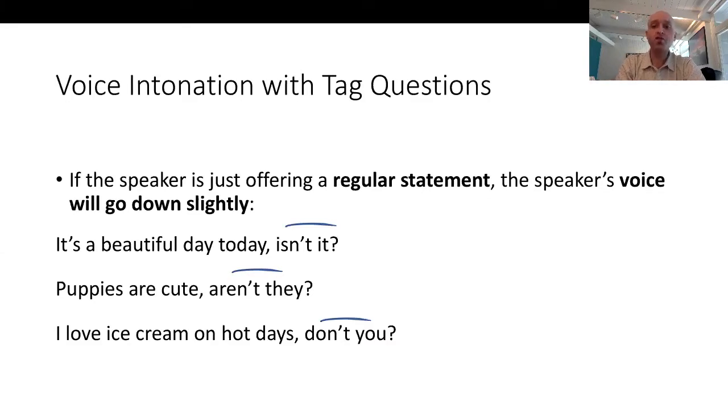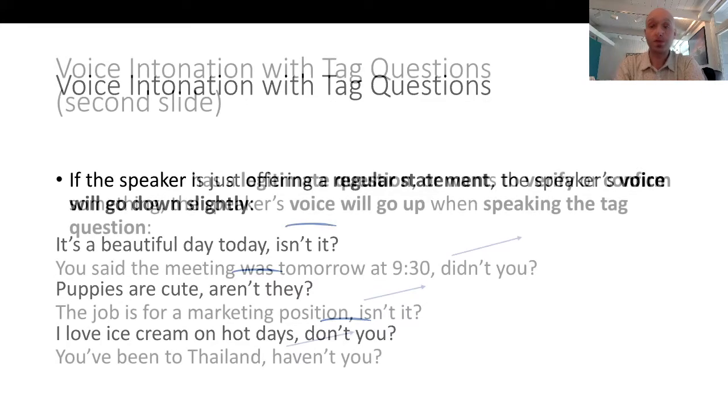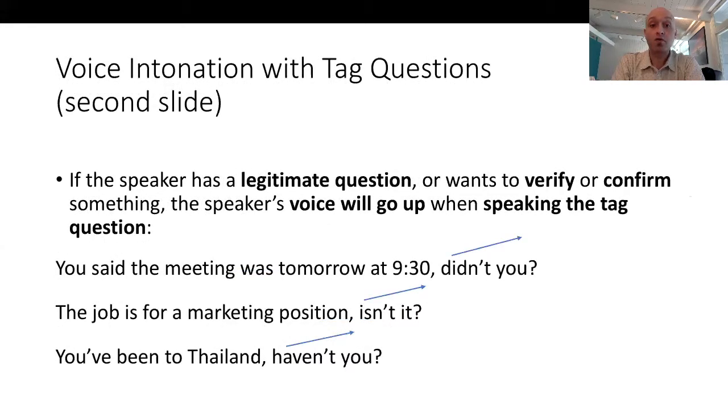These are just kind of normal statements, and you can see that my voice was soft and gentle when I was reading those examples. The second idea we're going to talk about with voice intonation and tag questions is if the speaker has a legitimate question or really wants to verify or confirm something, the speaker's voice will go up when speaking the tag question.